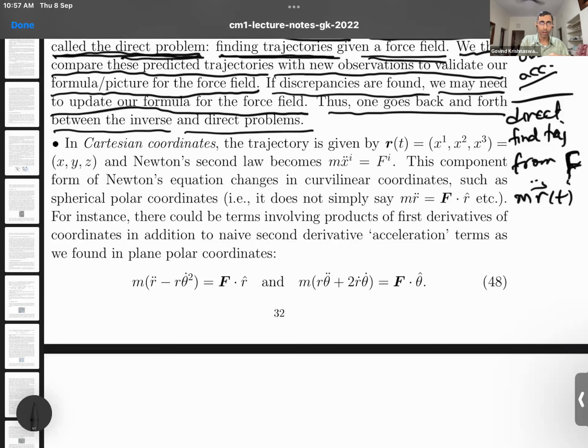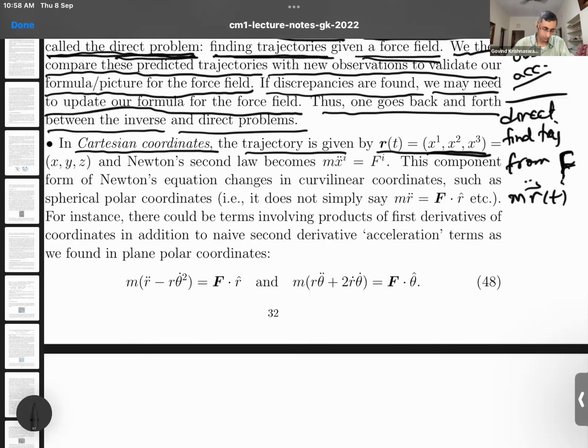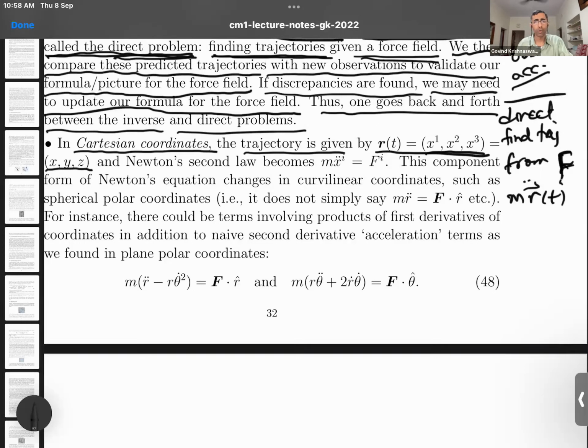Okay, so let me go to another aspect, namely the choice of coordinate system. Let us first mention that in Cartesian coordinates, the trajectory is given by a triple. So r of t is a vector, it has three components. I could write them as x1, x2, x3, or if I prefer x, y, z, which are all, of course, functions of time. Here x2 is a superscript, not x squared. So x1 is simply x, x2 is simply y, and x3 is simply z.